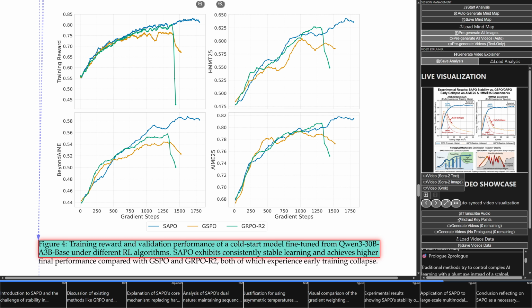On the flip side, when they put the higher temperature on the positive updates, the model had the most severe instability. It collapsed almost immediately. That's just compelling proof. It shows that the diffusion of those negative gradients is the real Achilles heel, and this asymmetric soft gate is the right tool to fix it. It is. And the results hold up. SAPO delivered consistent gains when they were training these huge Qwen3-VL models on math, coding, logical reasoning. It really does transform the RL training environment.